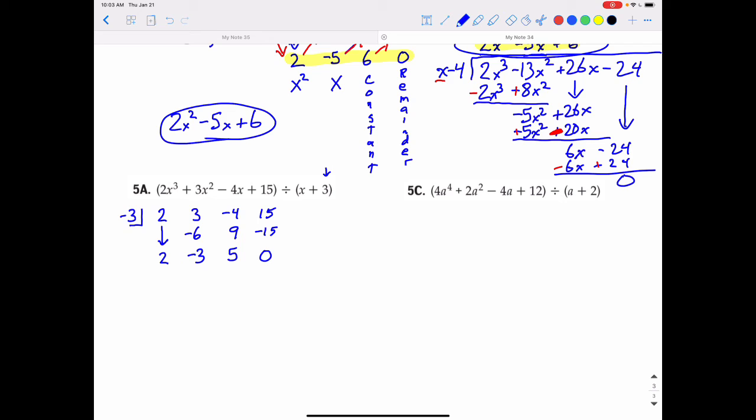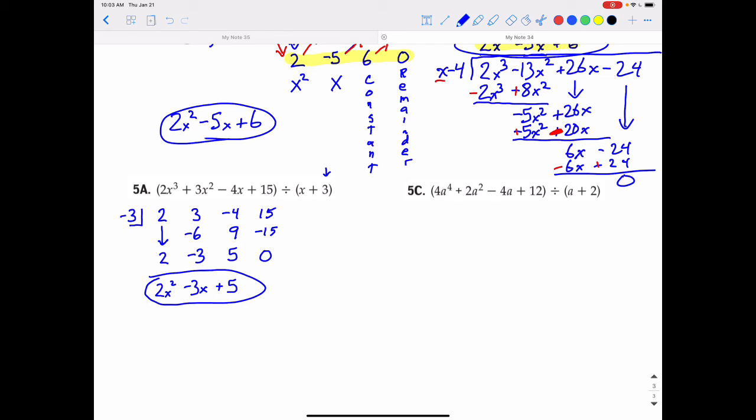The 5 is the constant. It's a positive 5. The negative 3 represents the x term, so negative 3x. And the 2 represents the x squared term, 2x squared. So this is the exact same answer you would get if you did a long division, and it is much faster, and I encourage you to use it whenever possible. We're going to do one more.